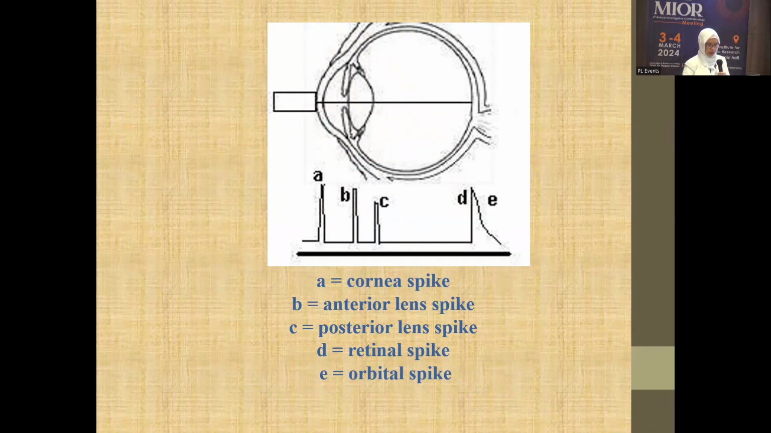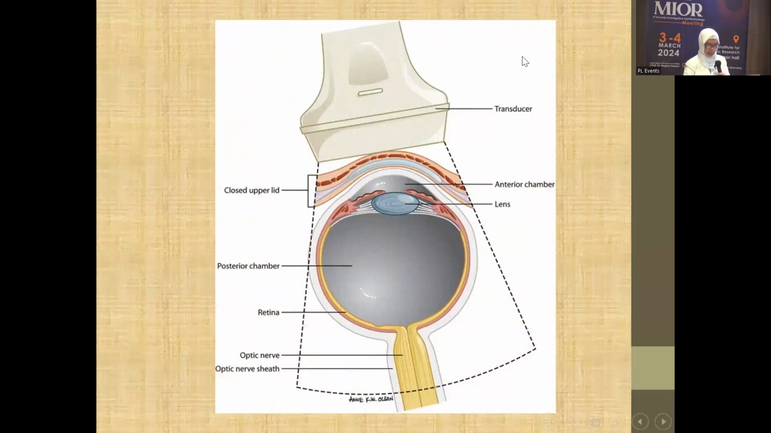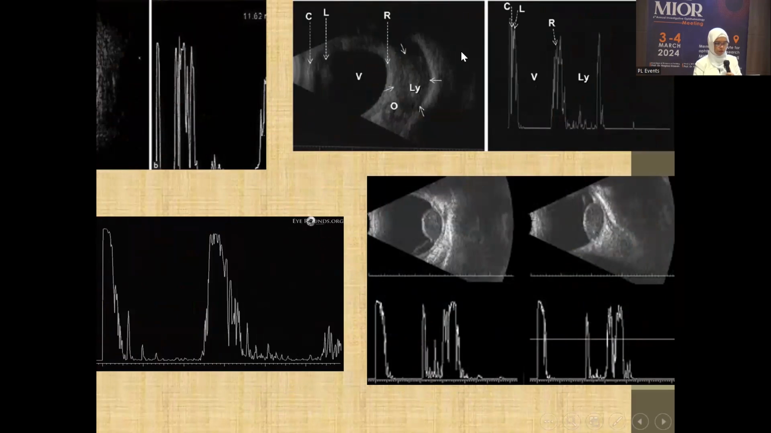And now we can see that this is the anterior lens spike. This is the posterior lens spike here. This is the retina, followed by the orbital spike. And this is the probe, and this is the eye, okay? This is the basis of ultrasonography. Now we can see the A scan here, while here is the B scan. And as we know, A scan is the reflection of what you can see in the B scan.